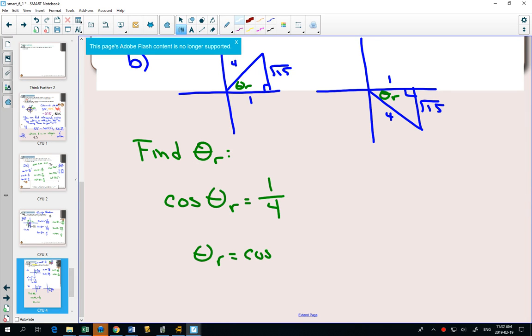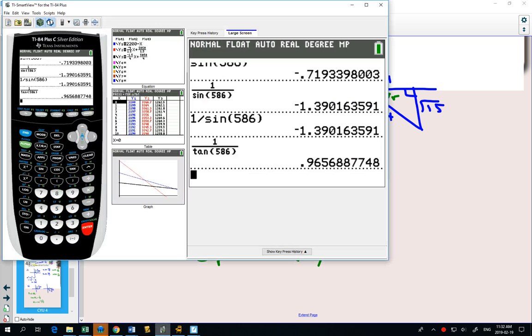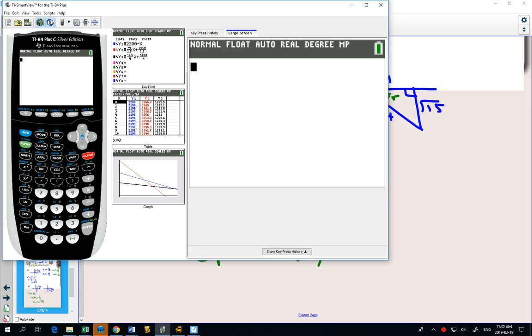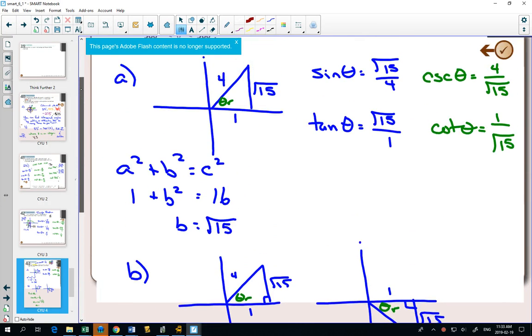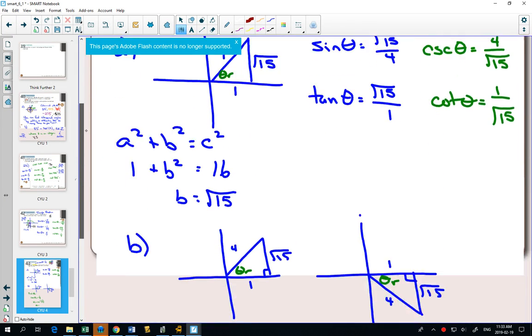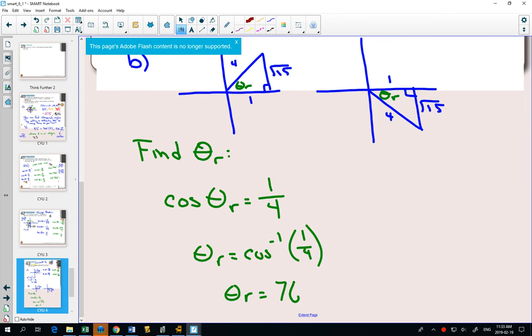Right? In my calculator, I would type in cos inverse of 1 over 4. So take out your calculators right now and do cos inverse of 1 over 4, and check if you get 75.5 degrees. If not, your calculator might be in a different form. You want to make sure that it's in degrees. So we're asked to find it to the nearest degree, so I'm going to round this right away to 76 degrees.